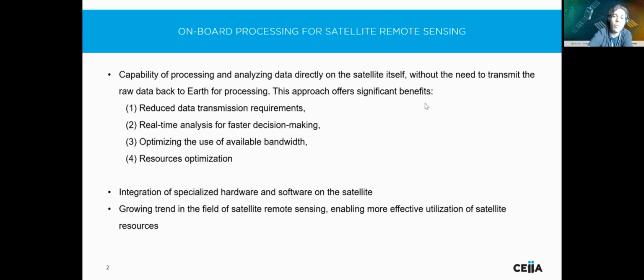The implementation of onboard processing involves the integration of specialized hardware and software on the satellite platform, including high-performance processors, data storage systems, algorithms for image processing and analysis, and real-time decision-making capabilities. Overall, the onboard processing is a growing trend in the field of satellite remote sensing, enabling a more effective use of satellite resources, thus improving the quality of remote sensing data products.